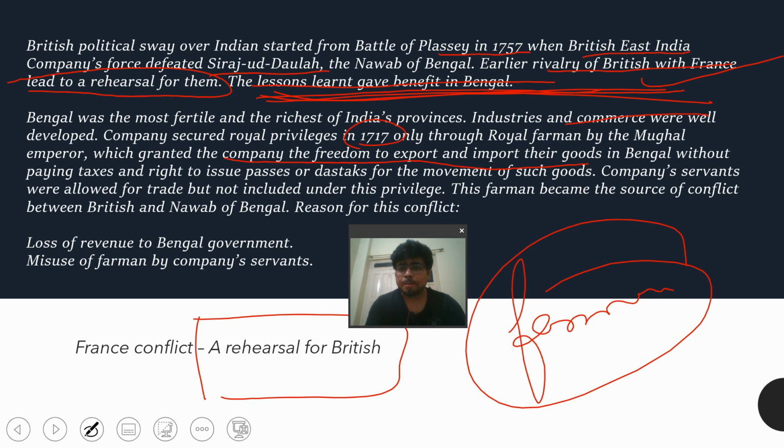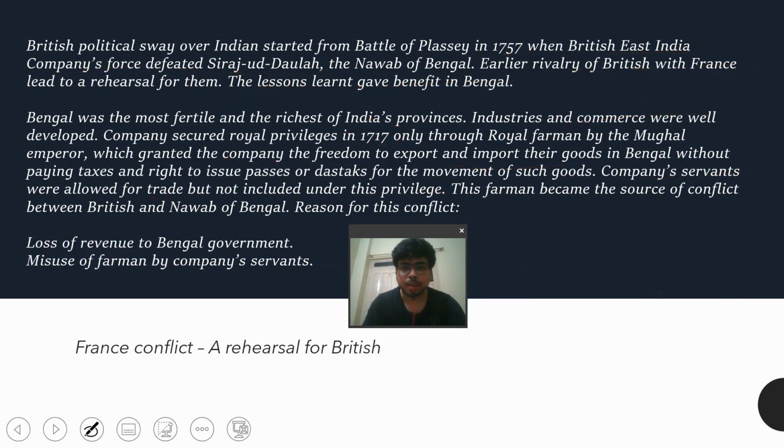Okay, so the company's servants were allowed to trade, but not included under the privilege. Who were the company's servants? Company servants were Indian people only, okay, maybe even British people. So this farman became the source of conflict between the British and the Nawab of Bengal.